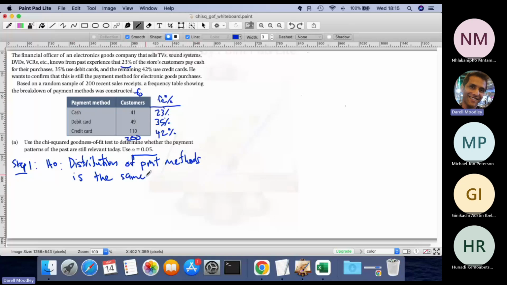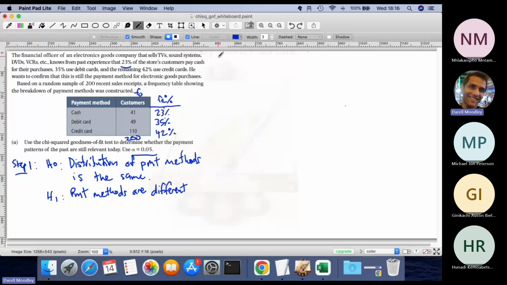Now, if you wrote H0 properly, like how I have, for H1 all you've got to say is payment methods have differed or changed. As long as you write one of them properly, like how I wrote H0, for H1 you just need to say the opposite. Payment methods are different or not the same. It's up to you. It's just the opposite. Okay, that's how you would state your H0 and H1.